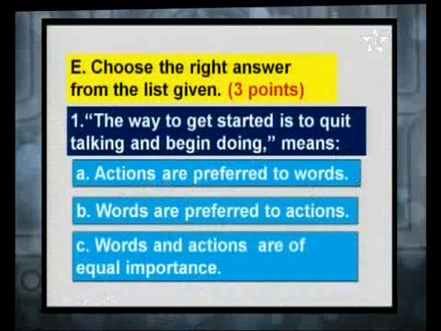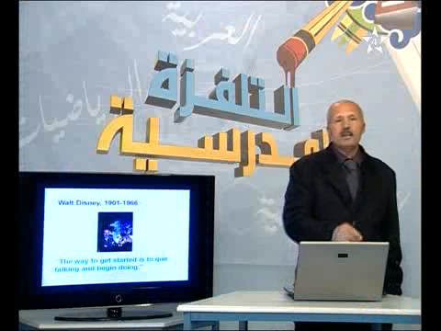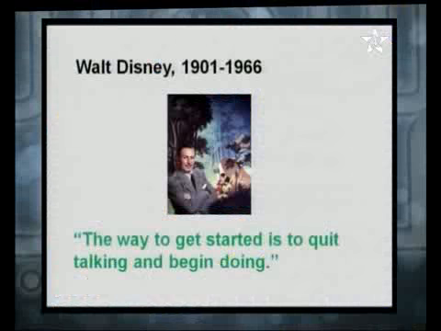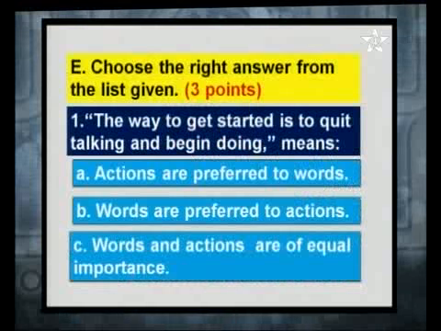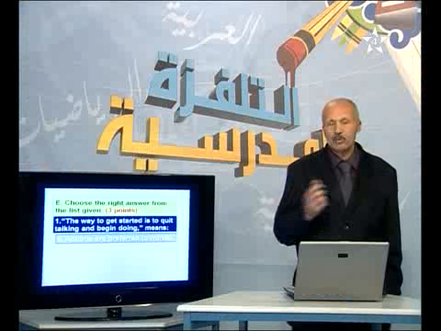Now we come to the 5th focused reading, and of course we do question E. It says choose the right answer from the list given. It's a multiple choice question. The way to get started is to quit talking and begin doing. Does this mean actions are preferred to words? Does this mean words are preferred to actions? Or does it mean words and actions are of equal importance? Now we have this saying with the title of the text. The way to get started is to quit, that's to leave talking, and begin doing. Right. So what do you think the answer is? Very good. Actions are preferred to words. So we prefer actions to words.